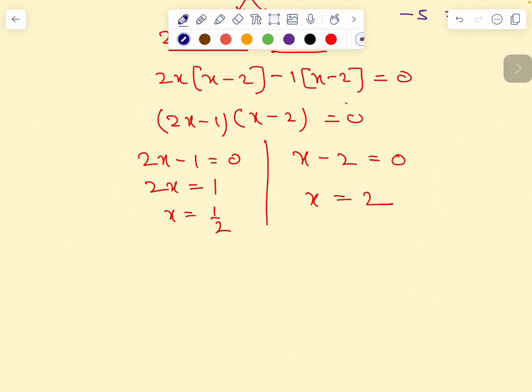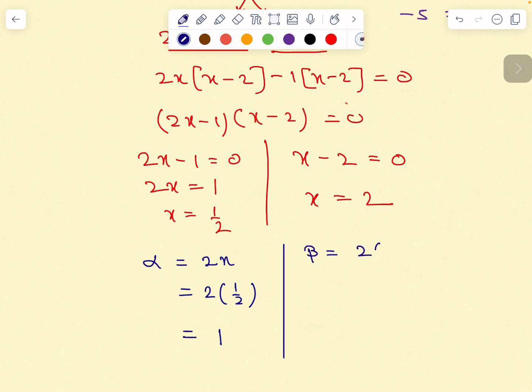Alpha is equal to 1 by 2. So the new alpha is 2 times that, so 2 into 1 by 2, which is 1. Okay, one more root, let us say that is beta. Make twice of it. One more root is 2, so 2 into 2 is 4. Here beta is equal to 4.